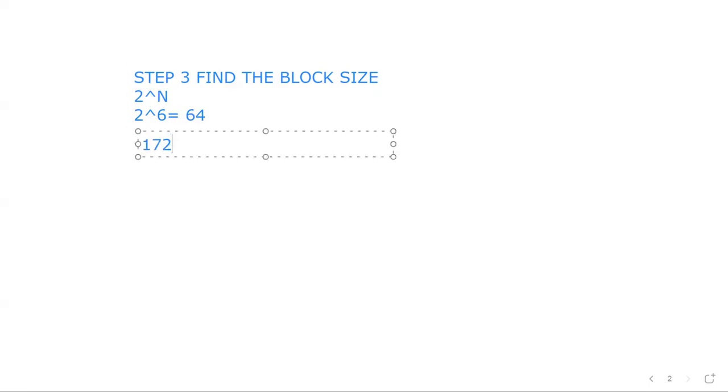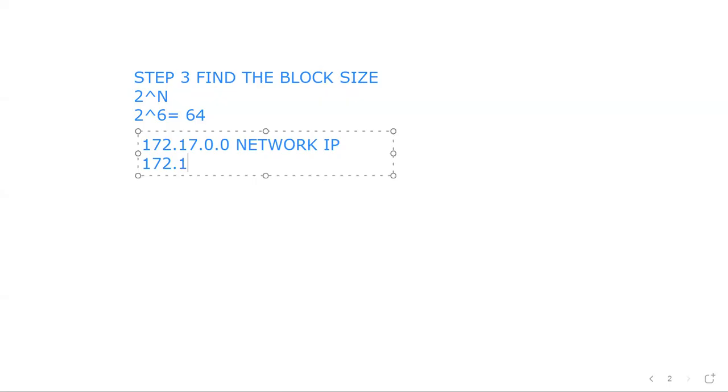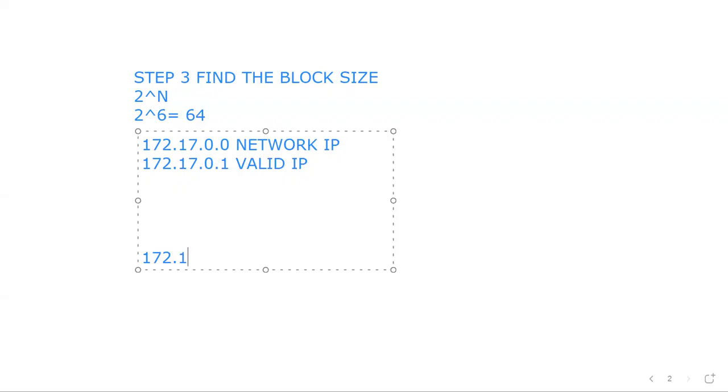So let me write the IPs. 172.17.0.0 is our network IP. 172.17.0.1 is the first valid IP, up to 172.17.0.63, which is the broadcast IP. This is the IPs of the ground floor.